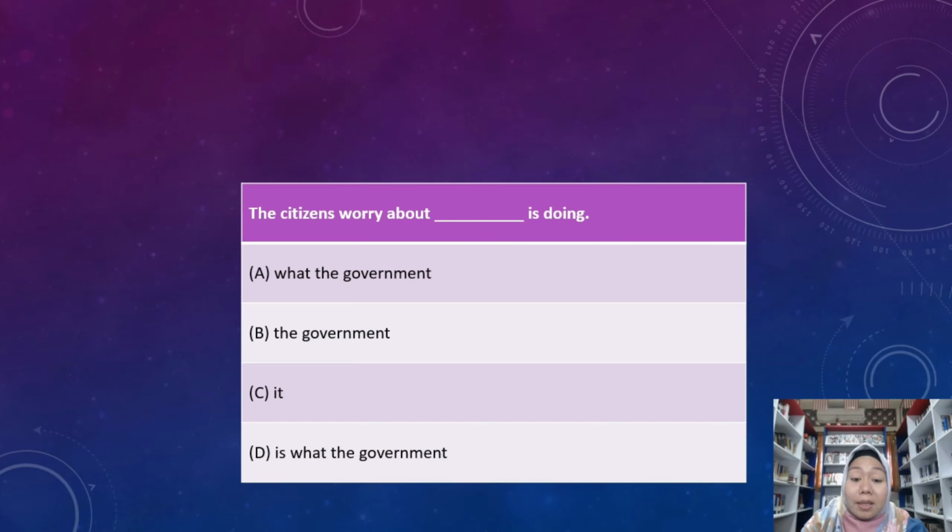because you have another verb here. Remember, this one is the subject of the sentence, and this one is the verb, and you have another verb here. If you have two verbs in the sentence, then you need two subjects and also one connector. So you should have one connector, which means that this object of the preposition is in the form of a noun clause. So the answer is what the government is doing.